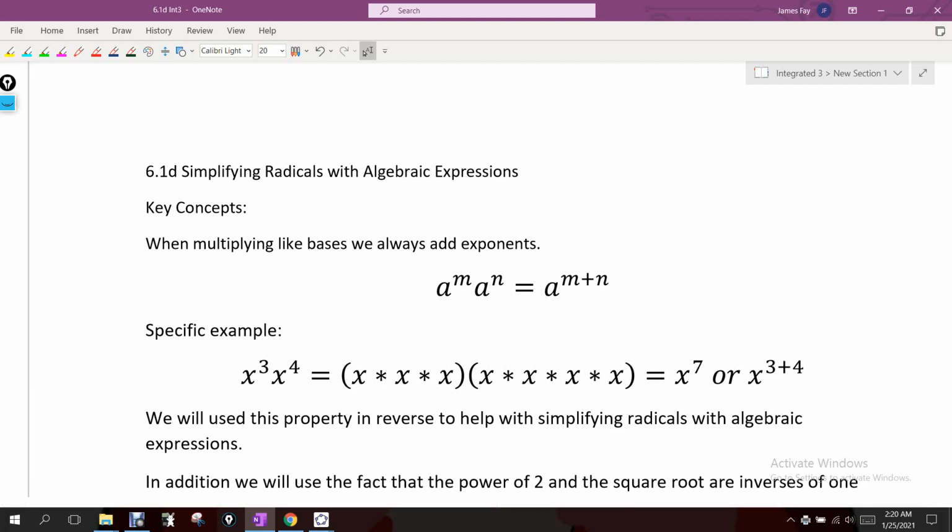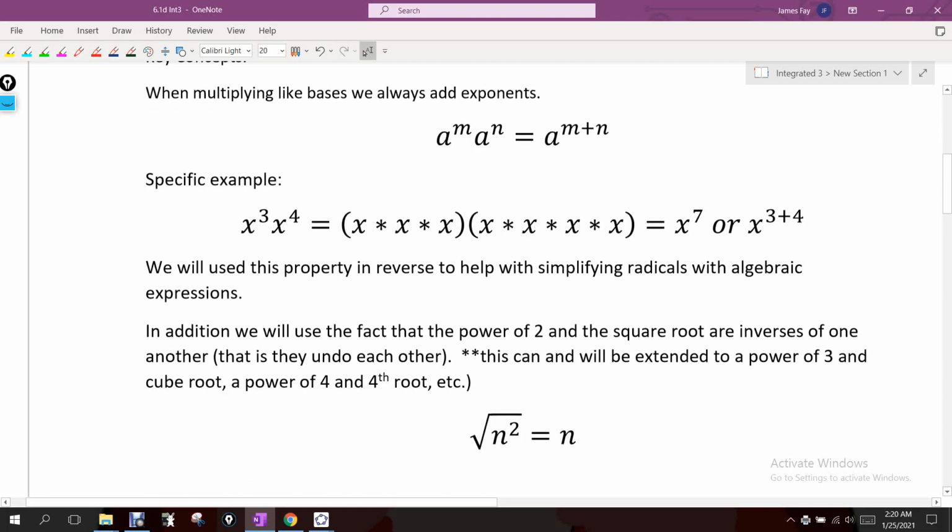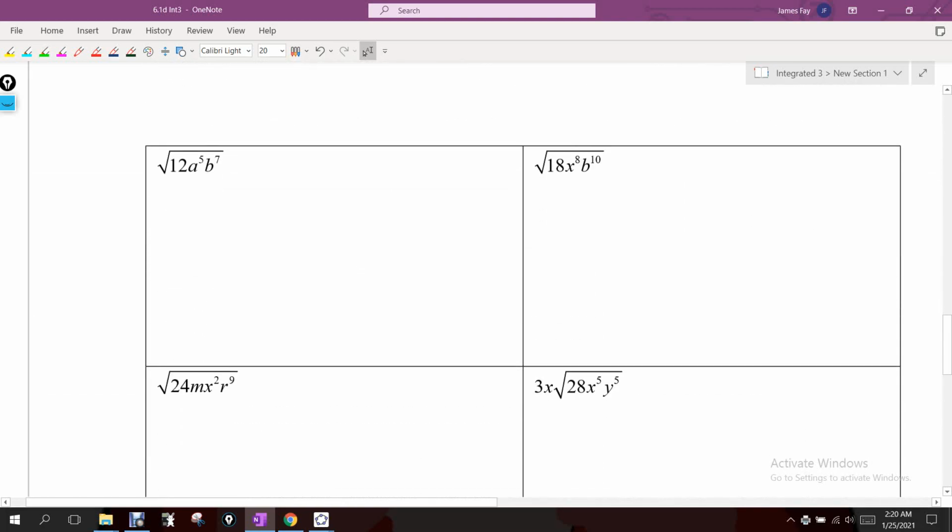Alright, this video is going to investigate how we simplify radicals that look like this, where you see that we've got variable expressions underneath the radical raised to different exponents, and we need to attack those. How do we go about doing that? We've seen a little bit of this.